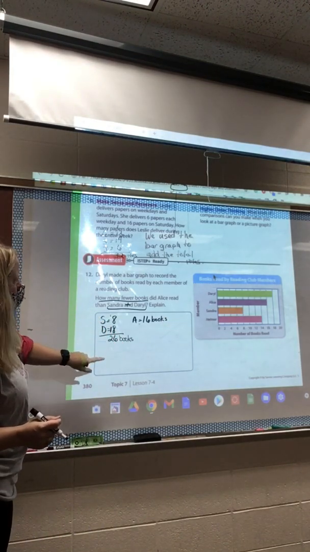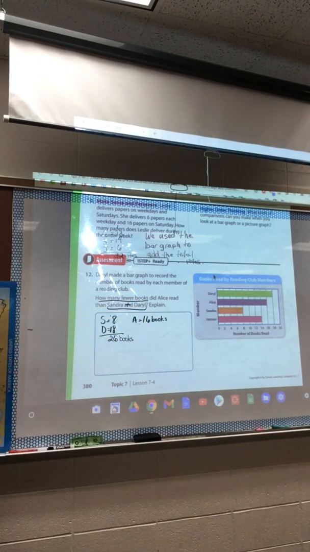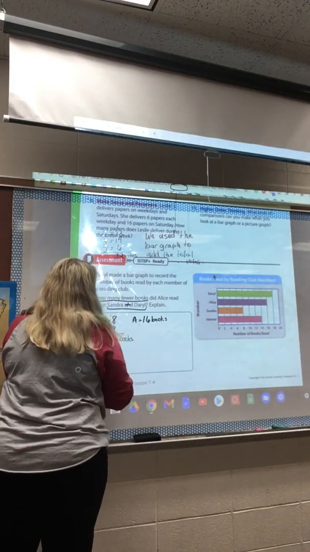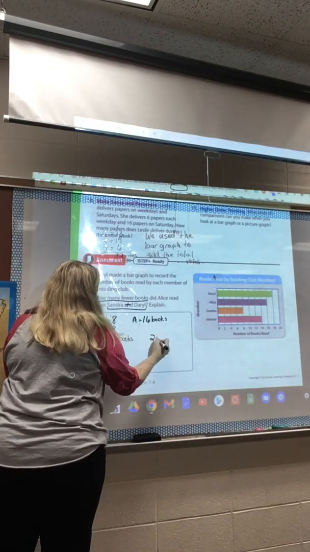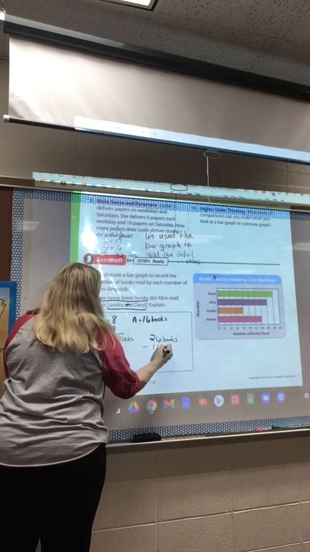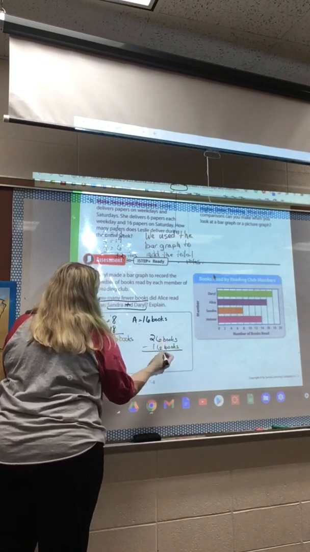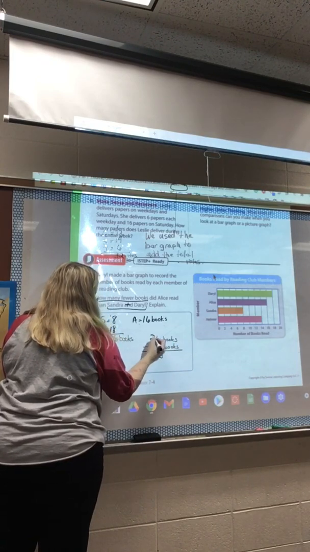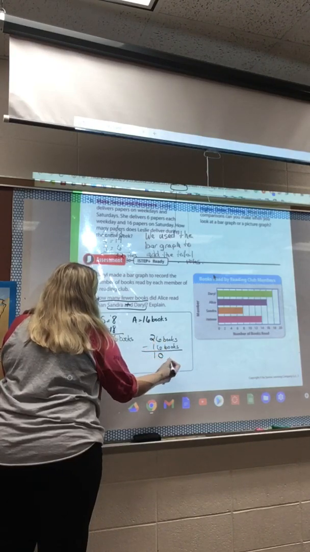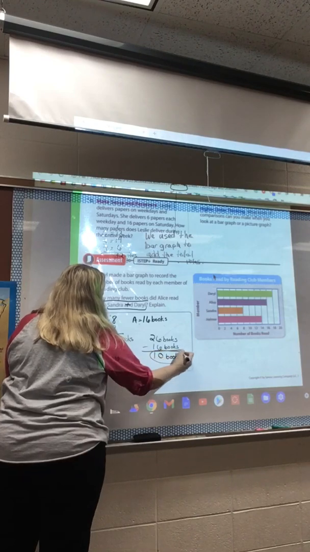All right, so now it says how many fewer books. So what do we got to do? We got to subtract. So what are we subtracting? 26 minus 16. 26 books minus 16 books equals 10. 6 minus 6 is 0. 2 minus 1 is 1. 10 books fewer, right? Yeah.